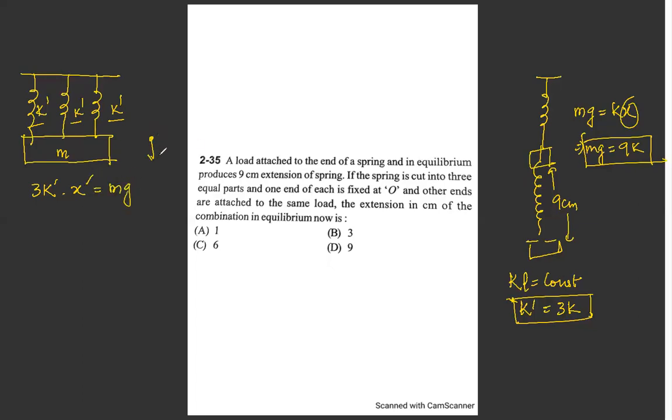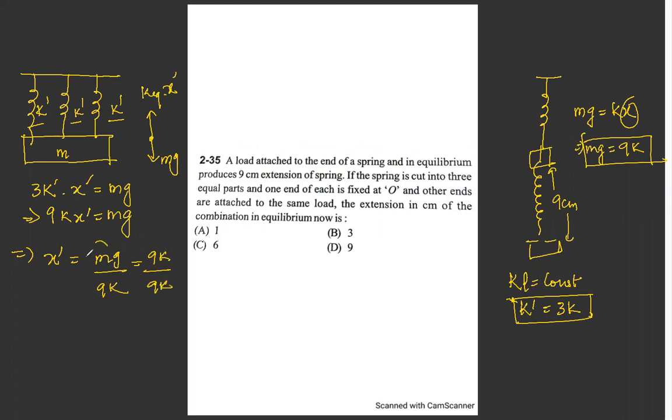Under equilibrium condition, we can write mg, and here it is K equivalent into X dash. So we can write 3 into 3 is 9K, X dash is equal to mg. We are required to find out the new value of extension, that is mg divided by 9k, and from the first equation I am going to take mg is equal to 9k, so 9k by 9k, so the answer is 1 centimeter. That is the answer to the question.